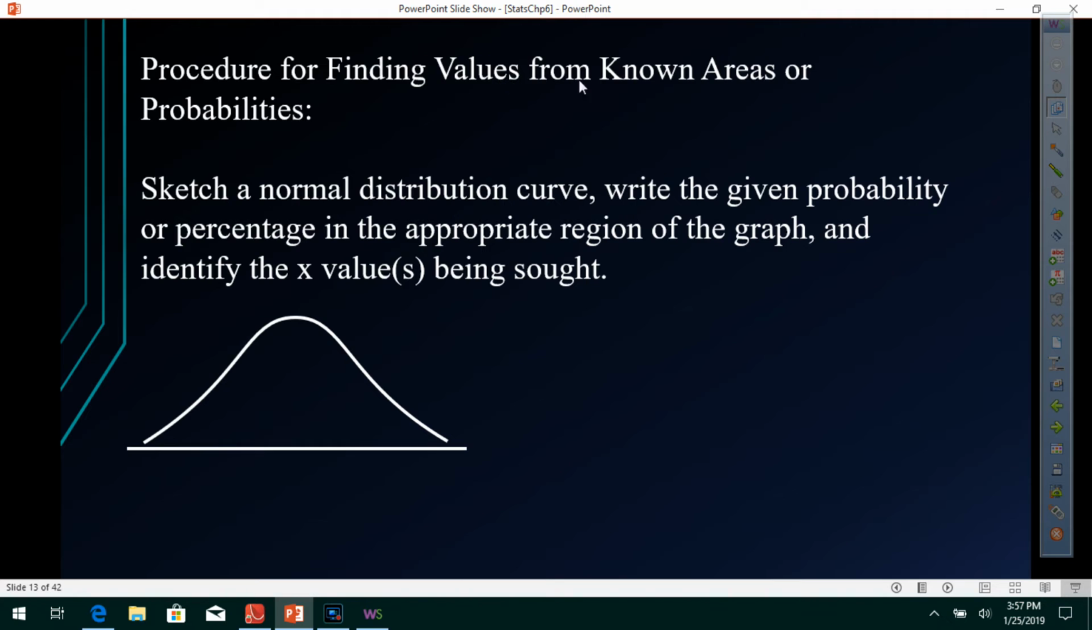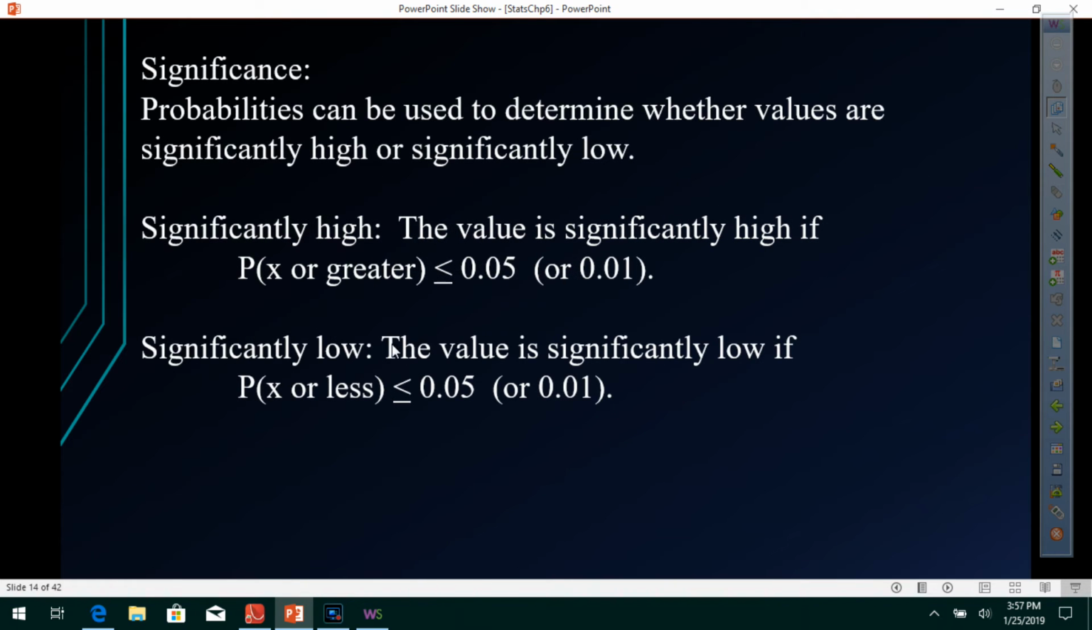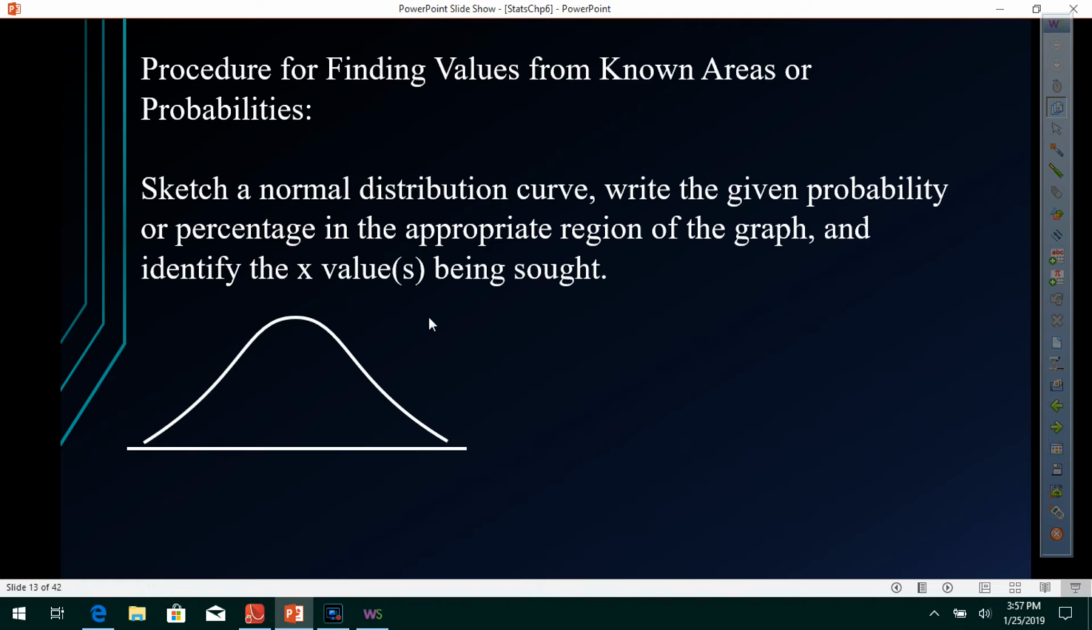Procedure for finding values from known areas or probabilities. So the thing to do is sketch a normal curve. Write the given probability or percentage in the appropriate region of the graph, and identify the x value or values being sought. Okay, and let me give you an example of that.